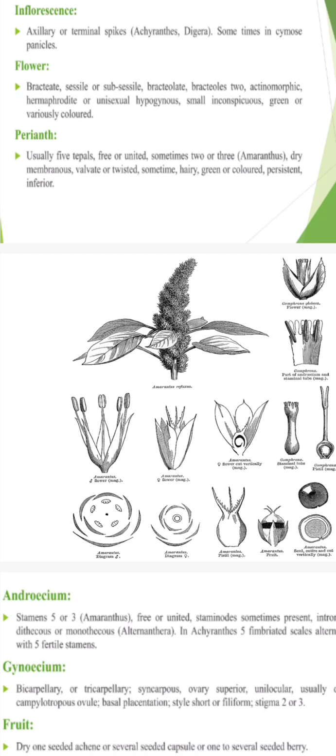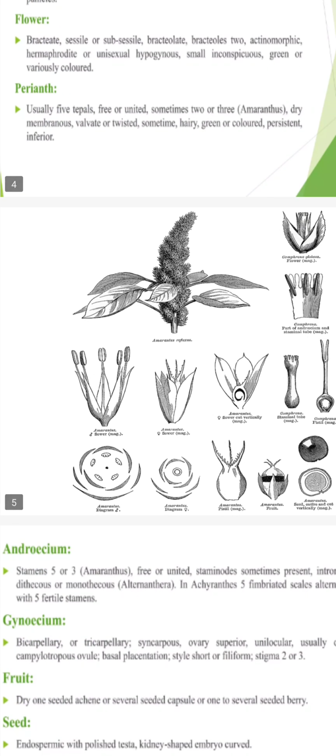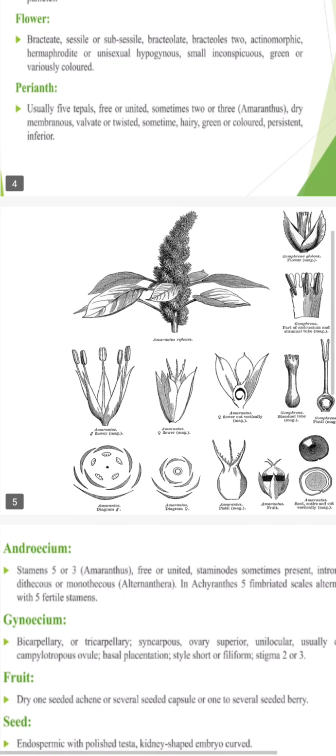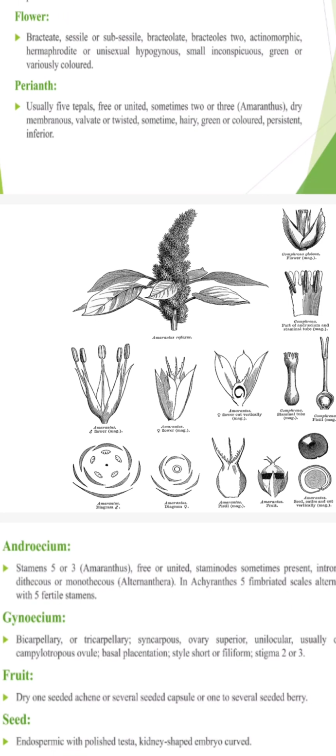But sometimes calyx and corolla are fused. They are not differentiated. They are undifferentiated. Calyx and corolla look the same. At that time, it is called perianth, and the term is perianth leaves. And the unit member of perianth is called a tepal, not sepal, not petal. So 5 tepals are there. They may be free or united, sometimes 2 or 3. Dry, membranous, velvety or twisted aestivation they have, and sometimes they are hairy, green or colored, and persistent, inferior. That means they remain along with the flower after the formation of fruit.